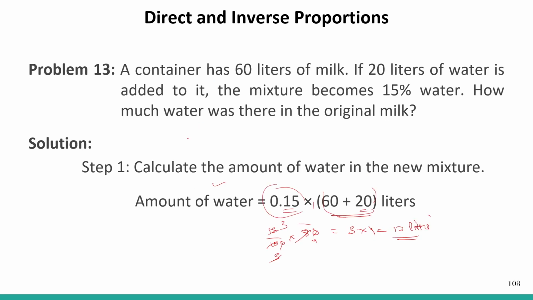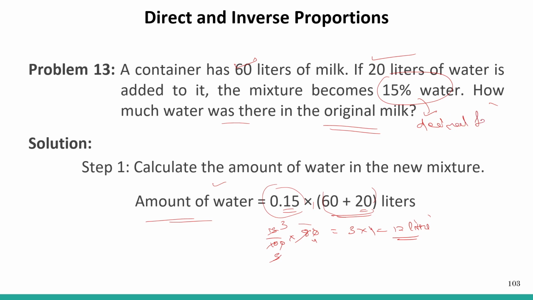Okay. So if a container has 60 liters of milk and 20 liters of water is added to it, the mixture becomes 15% concentration of water. So how much water was there in the original milk? In the original milk, how to evaluate it? The amount of water will be 0.15 because we converted 15% to decimal form.